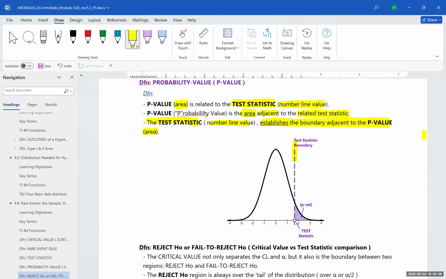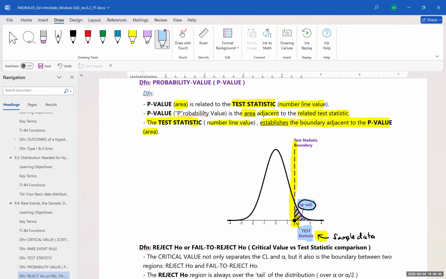So we've got this boundary that's established by our test statistic, and that test statistic came from our sample data. Okay, and the area adjacent to that test statistic, that is your p-value. So you can see that the p-value is related to the test statistic.